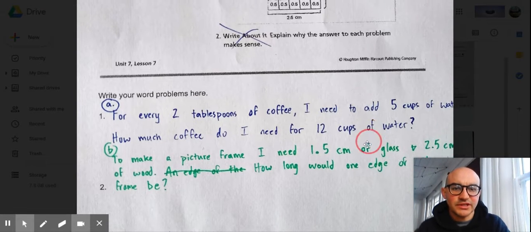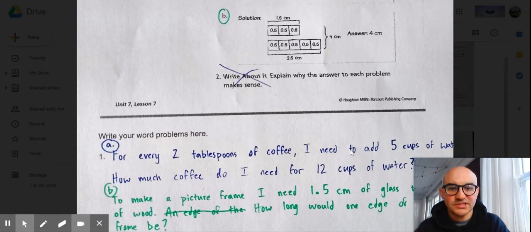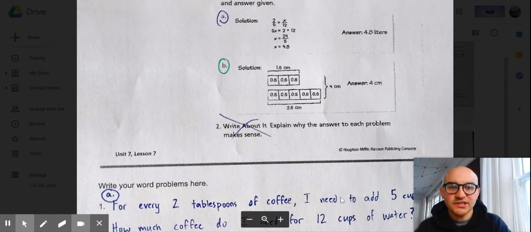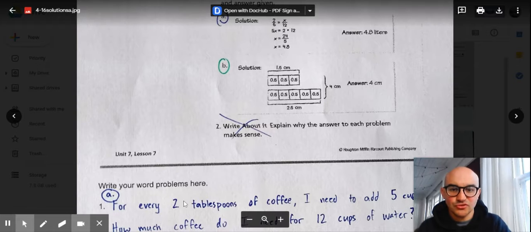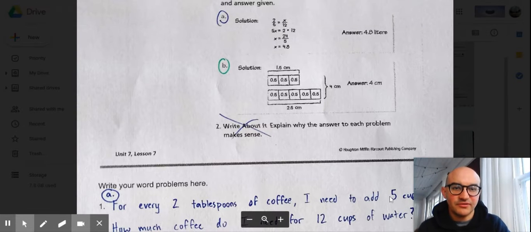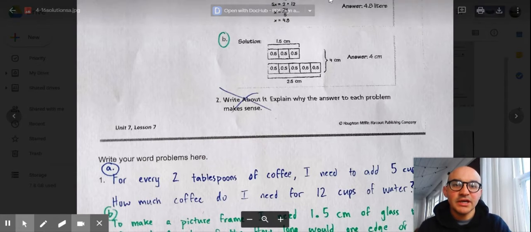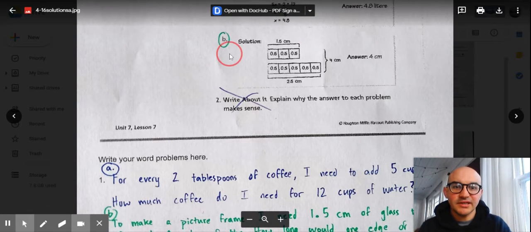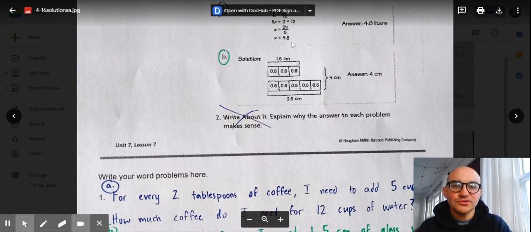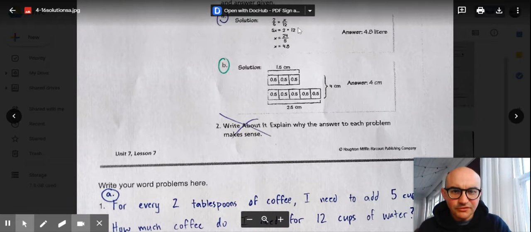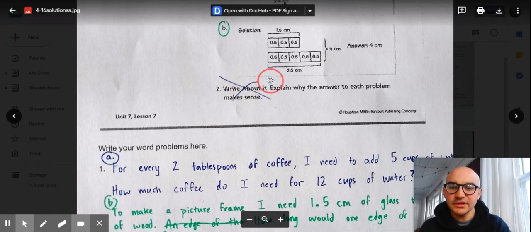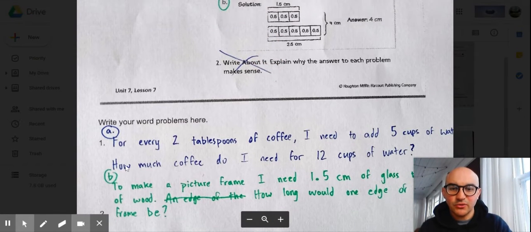Let me start with the first sentence. It explains the 2/5 here, 2 over 5. That's 2 tablespoons coffee to 5 cups of water. And then the next line, my question, uses the fraction x over 12, unknown over 12, to create my question: how much coffee do I need for 12 cups of water? Okay, so kind of simple.